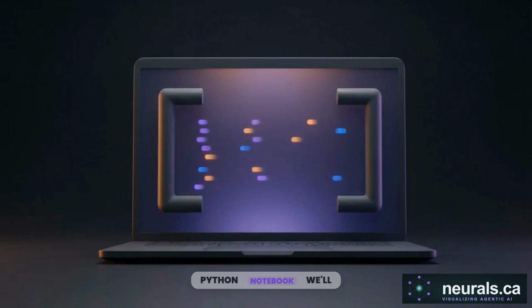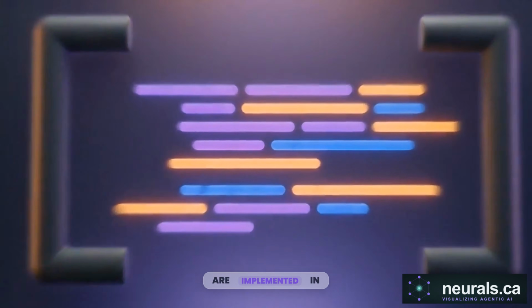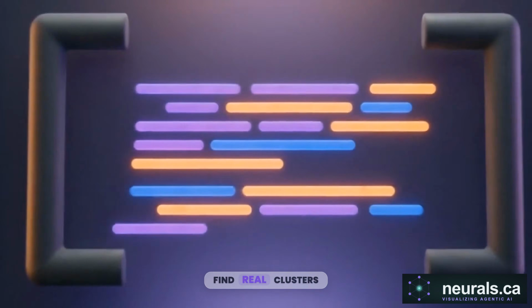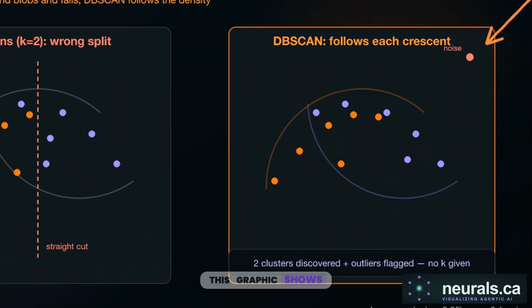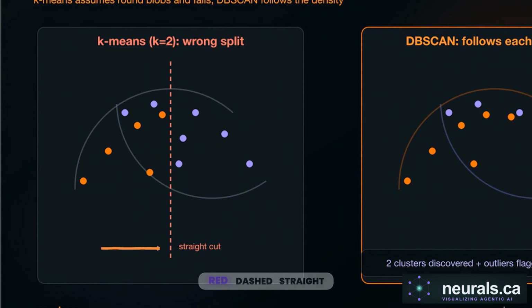Now, let's open our Python notebook. We'll see exactly how epsilon and min samples are implemented in the code to find real clusters. This graphic shows our make_moons testing ground, two interleaving crescents with scattered noise. On the left, traditional algorithms like k-means fail this stress test, illustrated by the red dashed straight cut line, because they assume clusters are perfectly round blobs.